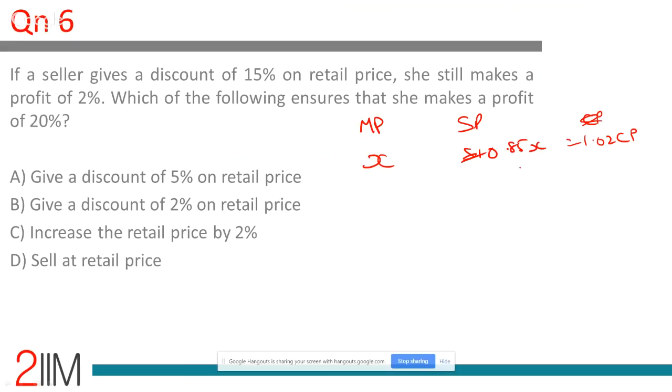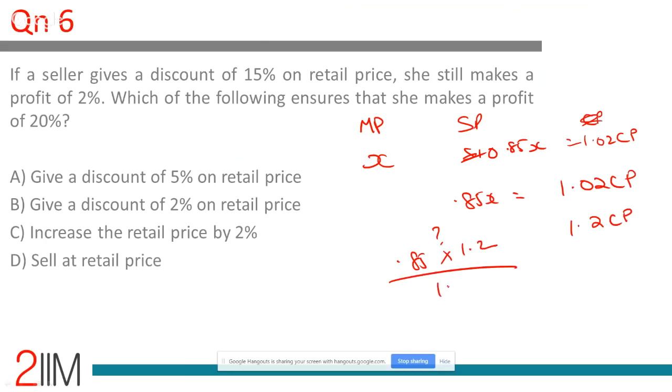Which of the following ensures that she makes a profit of 20%? So 0.85X equals 1.02 CP, 1.2 CP. What is that number? And then we can come back and see what discount that is. I think I'm making some mistake here. On a discount of 15% on retail price, she still makes a profit of 2%. She wants to make a profit of 20%. So the discount should be much lower. What is it? Let's do this. 0.85 into 1.2 by 1.02.